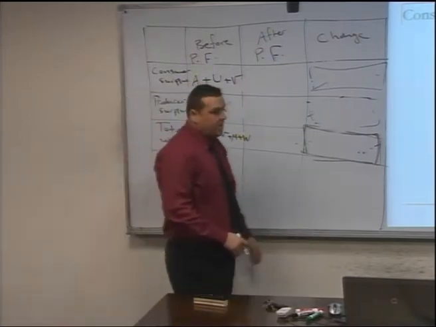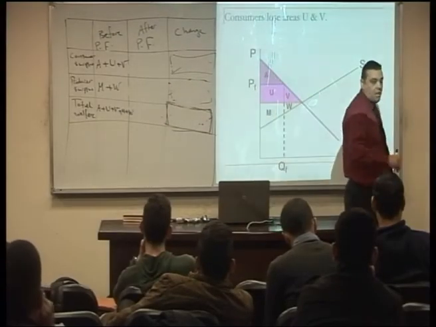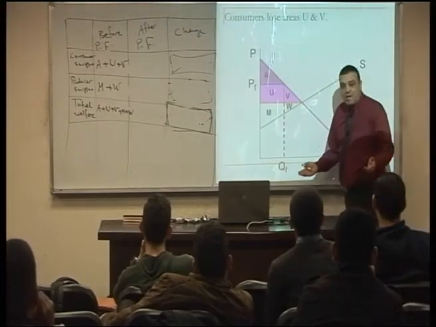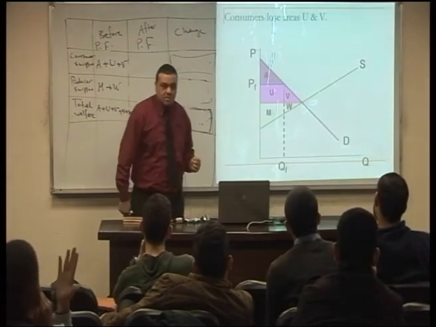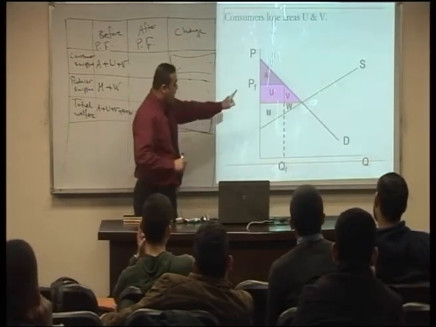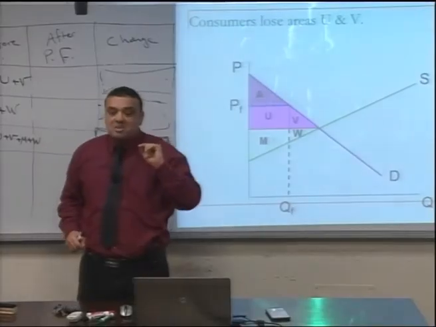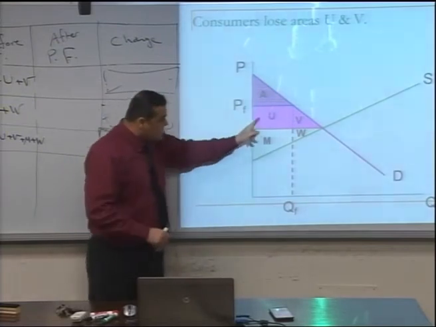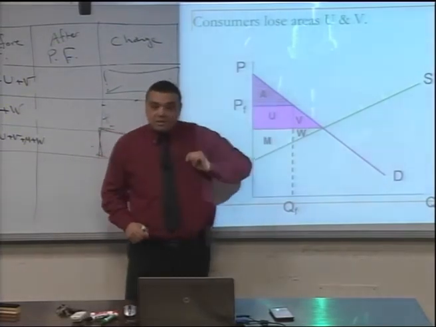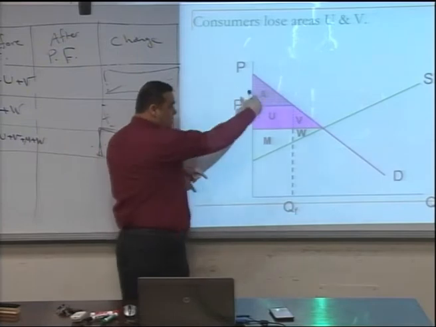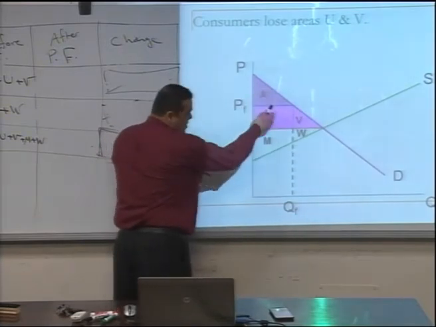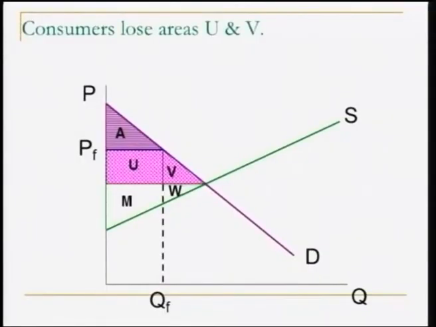What about after the change, after imposing a price floor? Who can tell us where the consumer surplus is? Yes, it's just A. So we can say that the consumer loss is the area U and V, because the original consumer surplus was A, U, V. Now it's just A. So the consumer surplus after imposing a price ceiling is A.